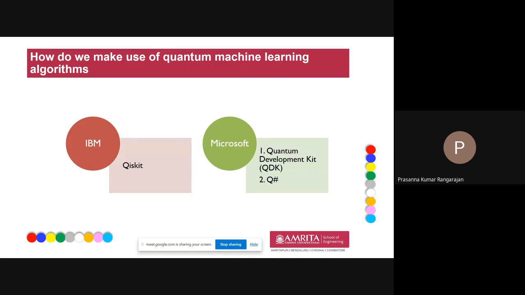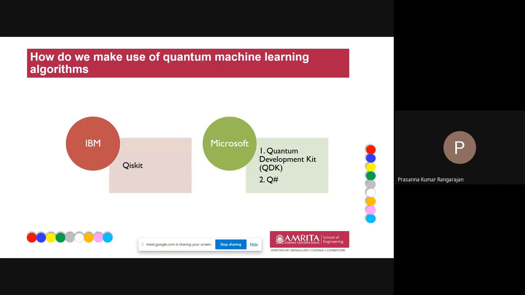So this Q-Sharp is an open source, high-level programming language. The particular thing is that we use it for developing and running quantum algorithms. We can also use Python, C-Sharp, F-Sharp, and other normal languages that you are familiar with in this QDK.